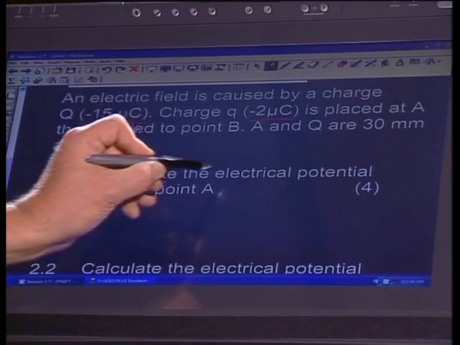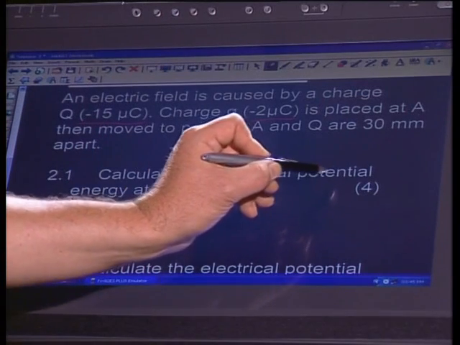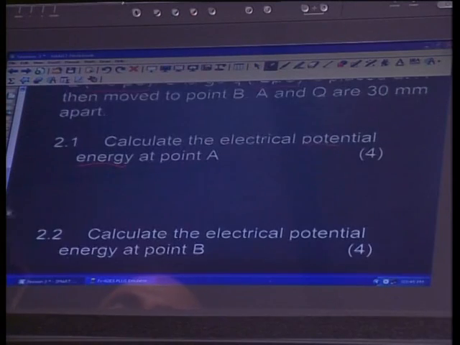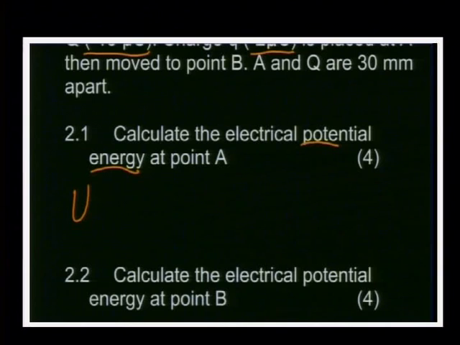It says calculate the electrical potential energy at point A. So the equation we're going to use is the one that says U is equal to k Q1 Q2 over r. Now, again here, you're going to need to make sure that you convert your units, make sure you're using SI units. Okay, let's do this quickly.